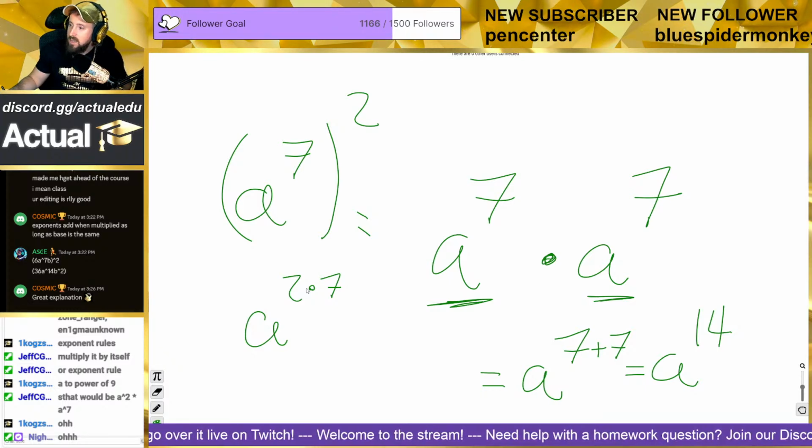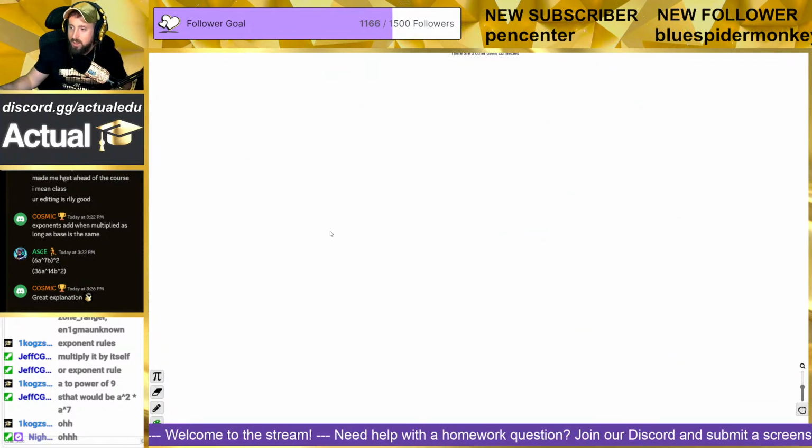Thanks, Cosmic. Yeah, so if you ever don't... Again, I used to do this all the time, bro. Like, when I was in school, I used to forget which exponent rule it was, right? I'm like, is it the adding one? Is it the multiplying one? Like, which one is it, right?